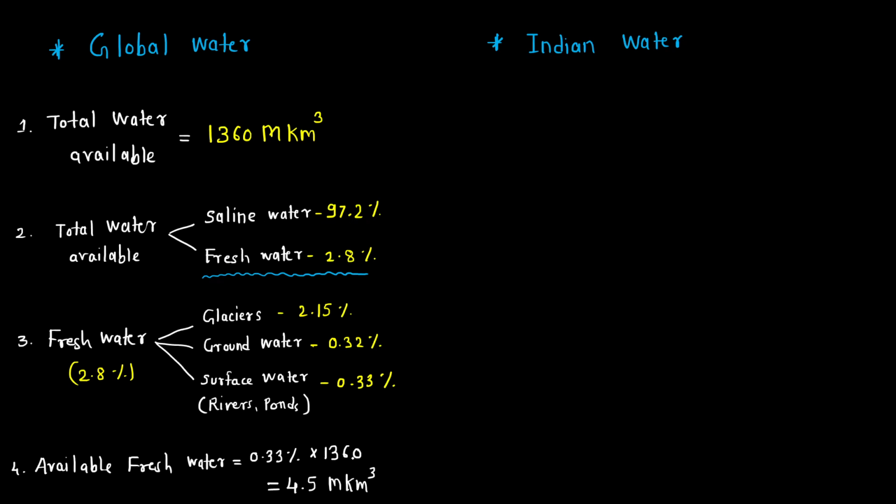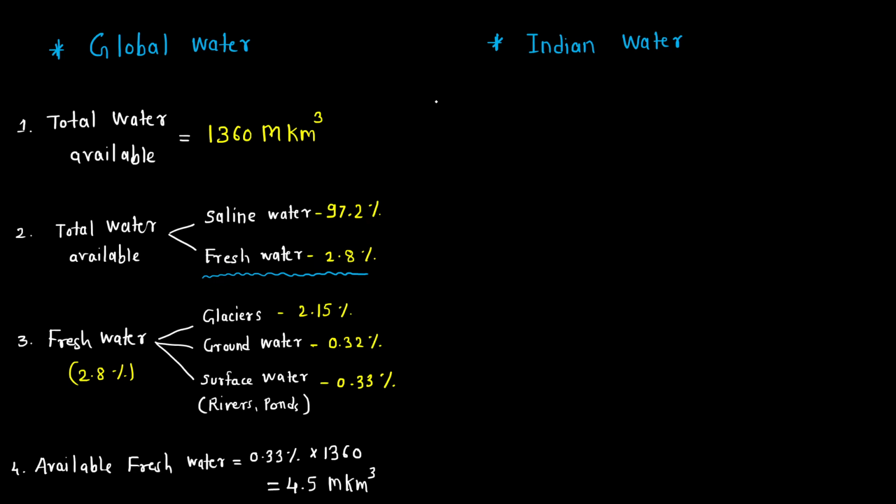With this you can just imagine that out of 1360 million kilometer cube, only 4.5 million kilometer cube is present in rivers, ponds and reservoirs, which we can use directly for drinking. So with this we can imagine how important water is. So this is the global aspect.